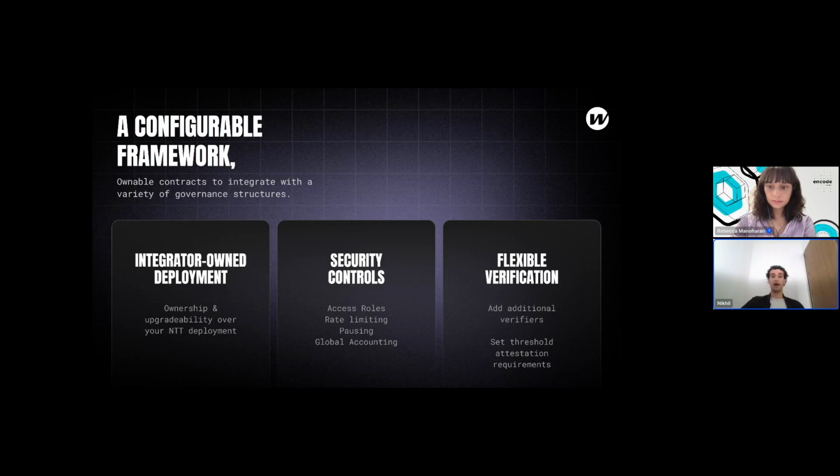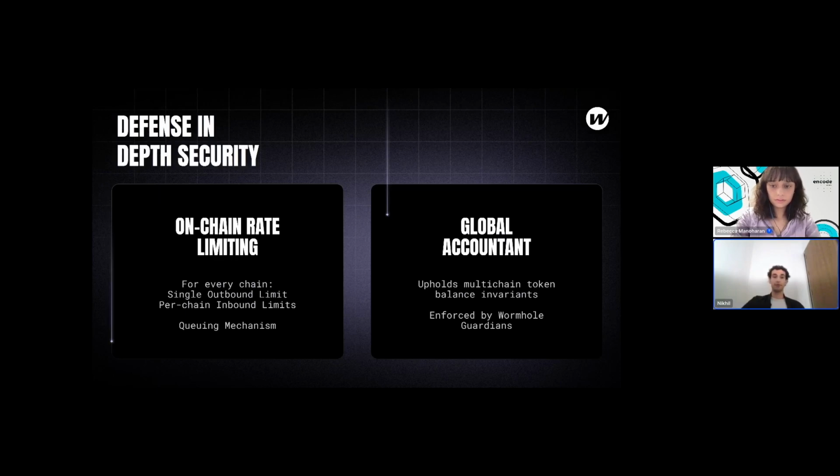So at a high level, those are the security controls that you can configure for NTT, but let's dig more into these because there's a lot there, and I think they're one of the things that help NTT stand out from the rest. So Wormhole contributors bake security into everything that we build, and NTT is no different. It offers defense in-depth security that's completely configurable. For every chain that you're deployed on, you can configure an outbound sending limit and per chain inbound limits.